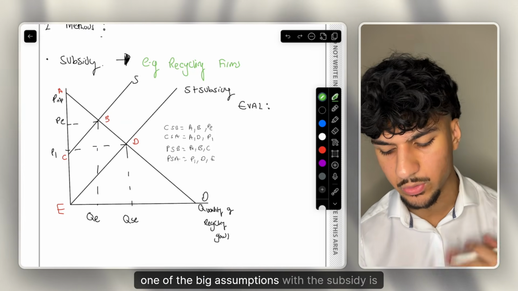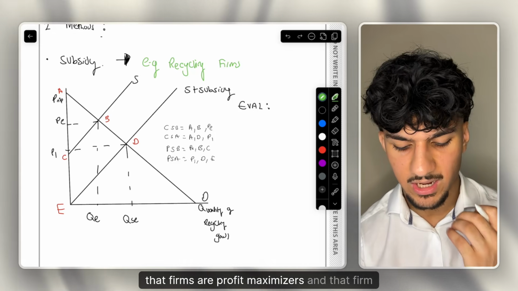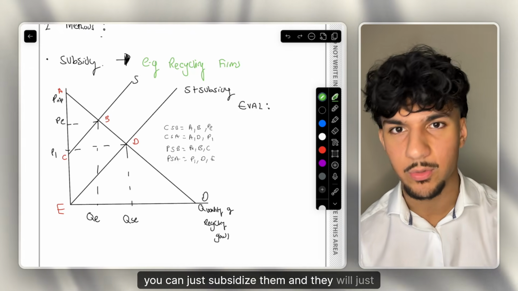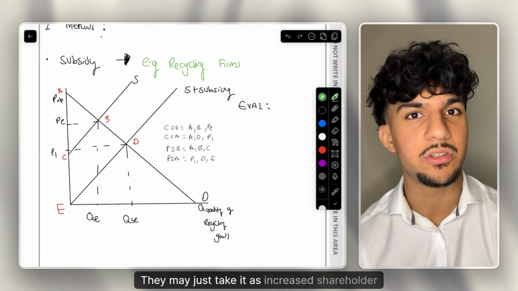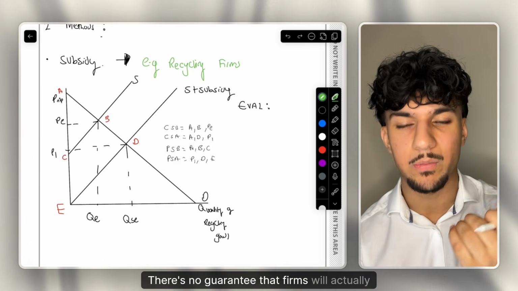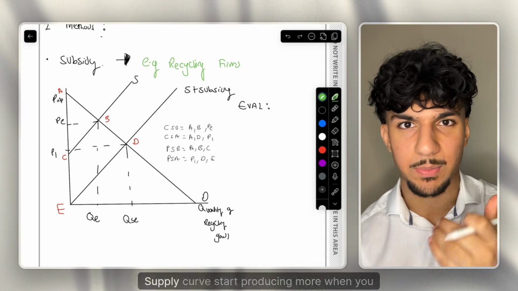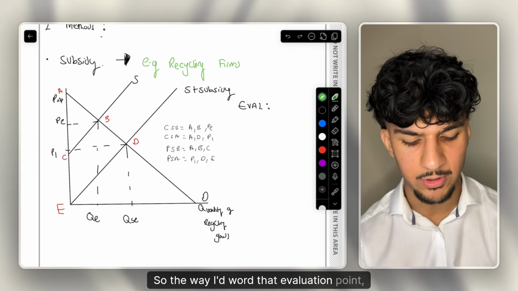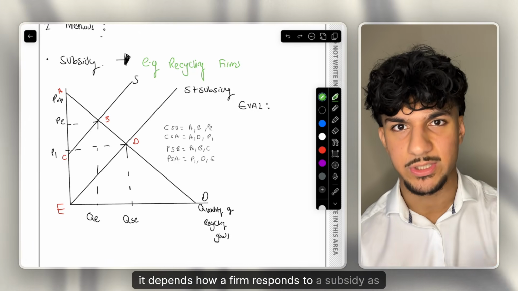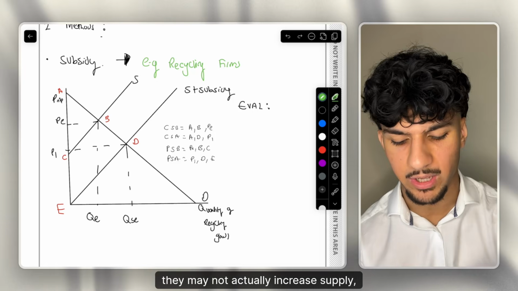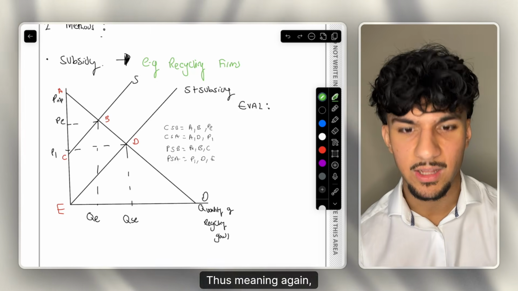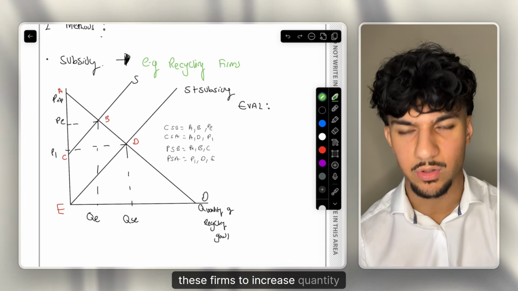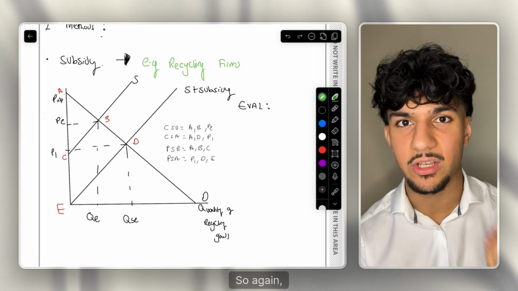Also, one of the big assumptions with the subsidy is that firms are profit maximizers and that they will increase supply. Whereas some firms you can just subsidize and they will just internalize that subsidy. They may just take it as increased shareholder profits. There's no guarantee that firms will actually shift out the supply curve and start producing more when you subsidize them. So the way I'd word that evaluation point is, it depends how a firm responds to a subsidy, as they may not actually increase supply. Thus, again, it's not the intention of the government, as of course they want these firms to increase quantity to receive these positive effects. So again, you can relate it to government failure.